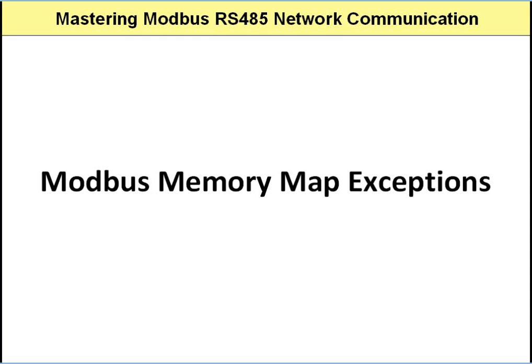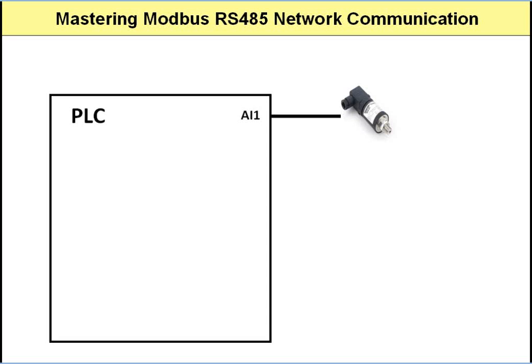Let me give you an example to illustrate the point. I'll use the typical PLC again. Let's say that I have a pressure sensor connected to this PLC through AI1, and it is mapped to an input register, and the address of that input register is 30,006. So the value of the pressure reading would be at the memory address 30,006. This is a typical mapping of an analog input to a Modbus input register.